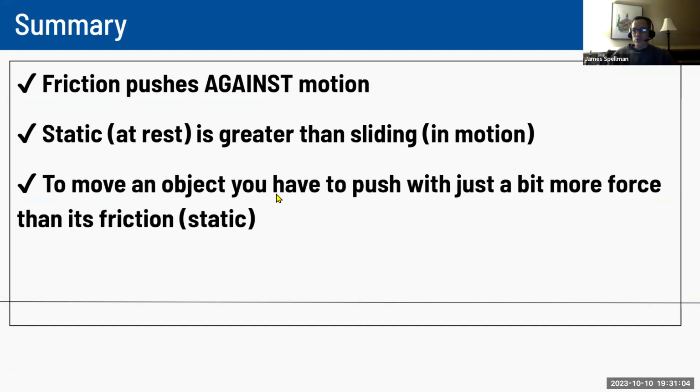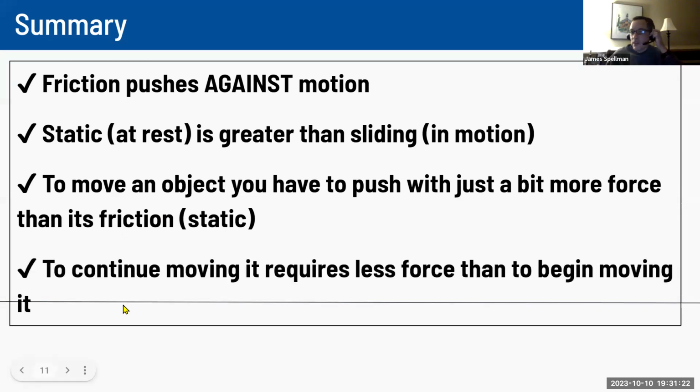All right, so again, to move an object, you've got to push with just a wee bit more force than the amount of friction it has. Technically, if an object had 80 newtons of friction and you pushed with 80 newtons on it, it's not going to move. But once you just barely got over 81, it would start to accelerate and you'd be able to move it. Now, again, once it starts moving, you don't have to keep pushing it that hard to keep it moving, because once it starts moving, it's going to require less force. So again, the initial push to get it moving is going to be greater than the continuing push to be able to keep it moving.